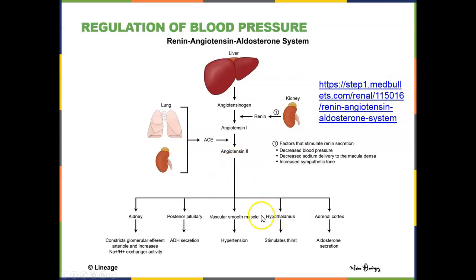Angiotensin 2 stimulates the hypothalamus. The hypothalamus is what activates the posterior pituitary, but it also is where we have our thirst center. So if we increase the amount of thirst we have, we're going to increase the amount of fluids we take in, which also will increase our blood pressure. So altogether, we have that increase in blood pressure.